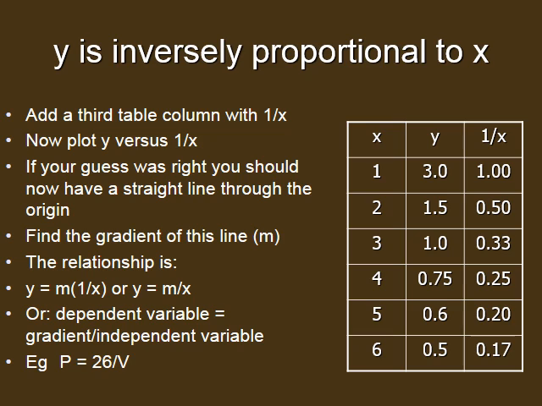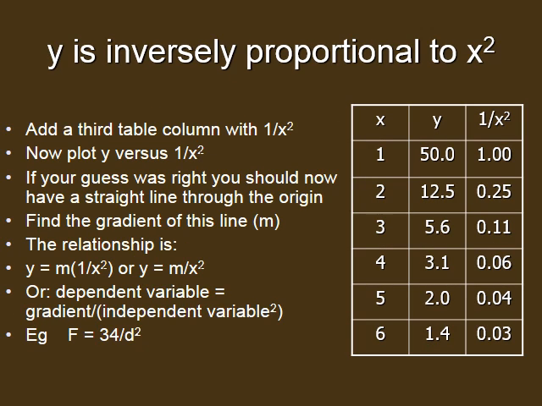Okay, now y is inversely proportional to x. Again, you're adding a third column, this time with 1 over x. If you get a non-linear graph like this, you now plot y versus 1 over x. If your guess was right, you again should see a straight line. You find the gradient, and the relationship is y equals m times 1 over x, or y equals m divided by x. Or, in other words, the dependent variable equals the gradient divided by the independent variable. An example there would be power equals the gradient divided by v.